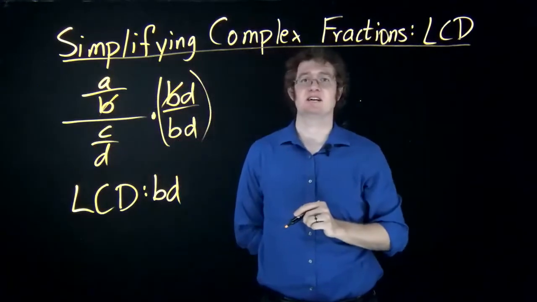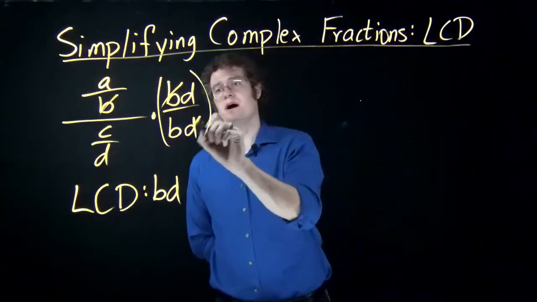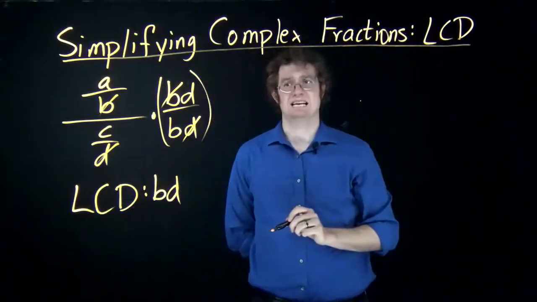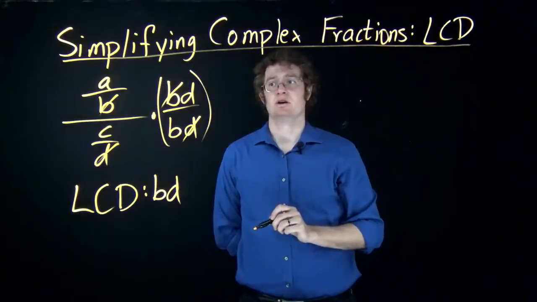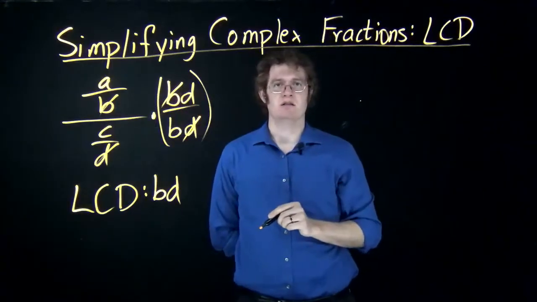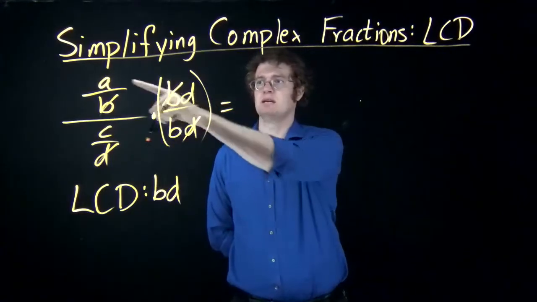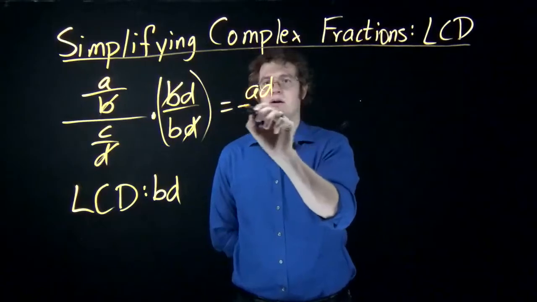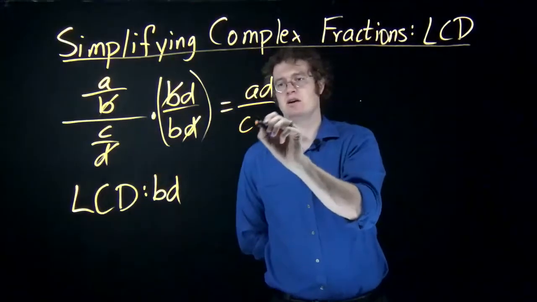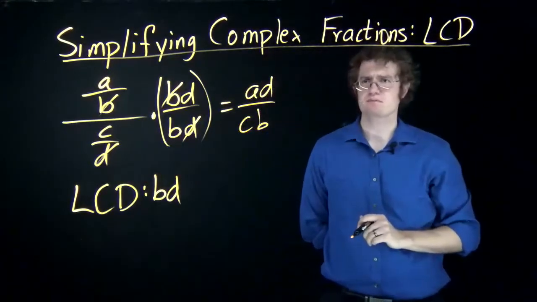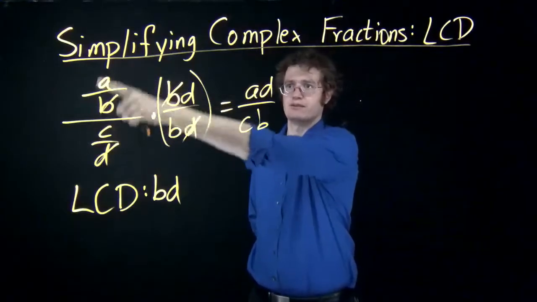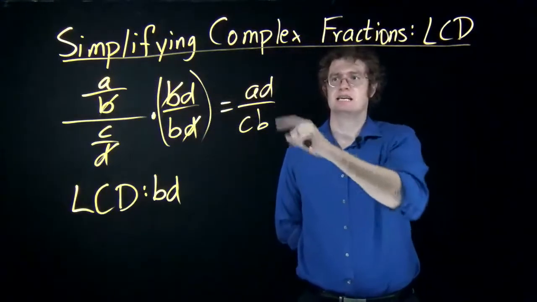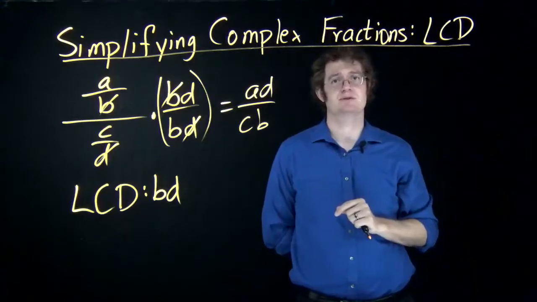On top, these factors of b cancel out. On the bottom, these factors of d cancel out. And therefore, I can multiply whatever's left over, and this will give me a times d on top and c times b on the bottom. So I took my complex fraction that had fractions inside it and turned it into just a regular fraction.